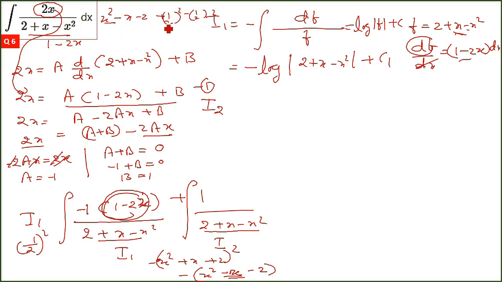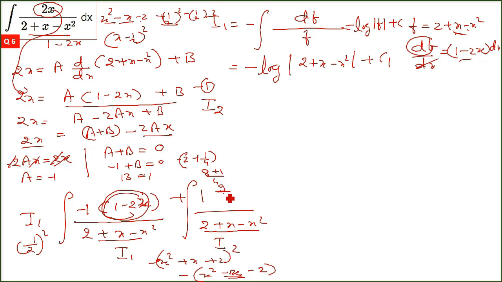So a square plus b square minus 2ab. So x minus half whole square it is. Now minus 2 and minus half whole square. It will be minus 2 minus 1 by 4. If you take a negative sign outside, it will be 2 plus 1 by 4, that is 4 into 2 is 8, 9 by 4 it will be.